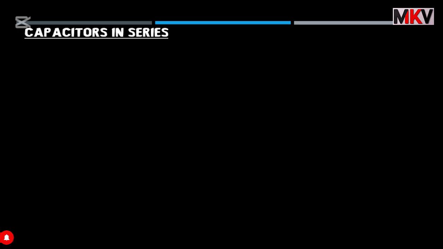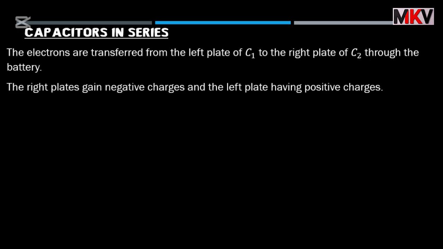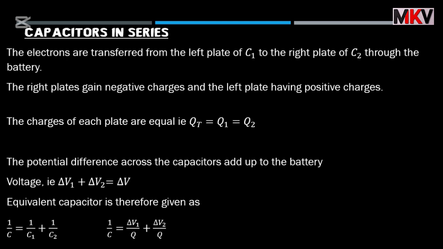Now in capacitors in series, the electrons are transferred from the left plate of C1 through to the right plate of C2, then through to the battery. So the right plate gains the negative charges, and the left plate has positive charge since the electrons are leaving that plate. Now the charges on each plate are equal.